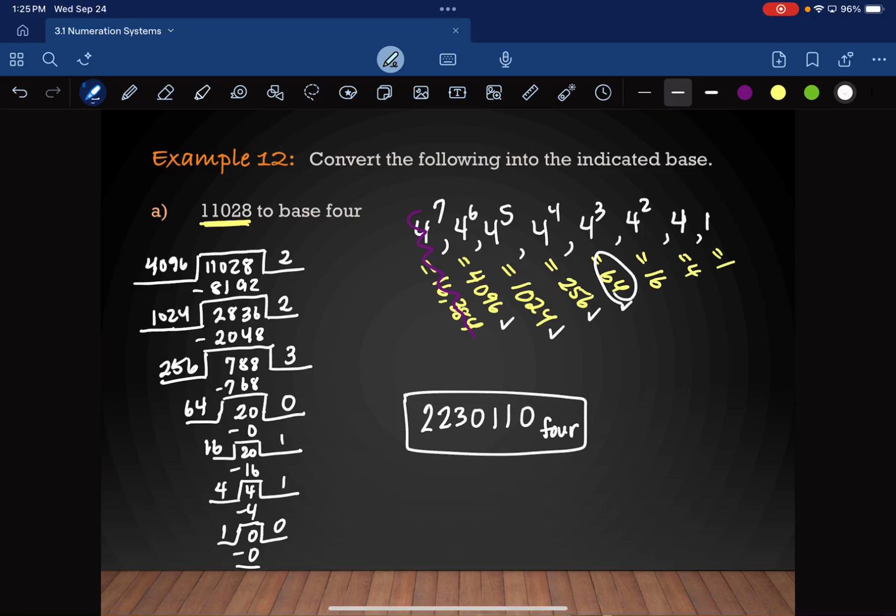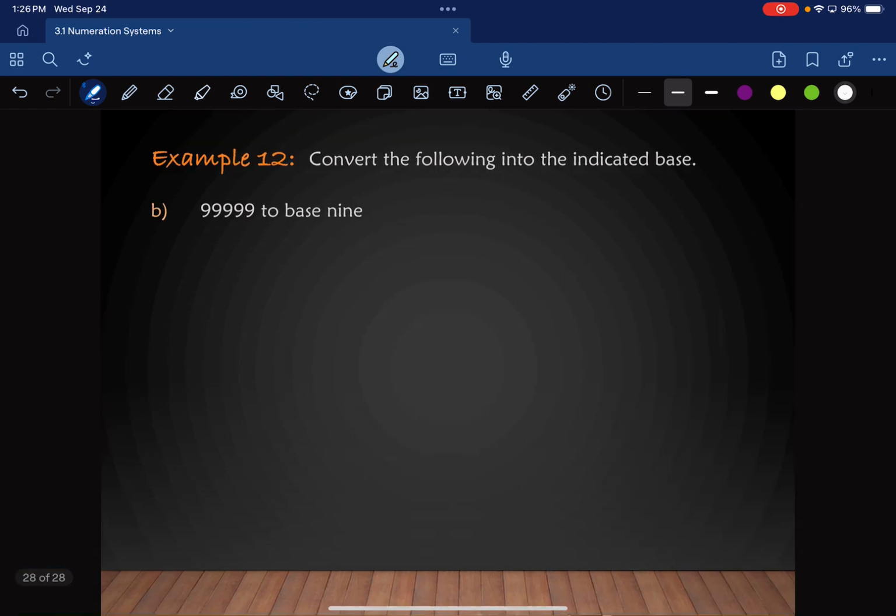Okay? Also notice something else that's going to happen, and I'll show it to you again in the next example. This original number we had in base 10 had 5 digits. 11028, right? There's 5 digits, correct? The answer in base 4 has more than 5 digits. Smaller base, more digits. That's going to happen as well. Smaller base, more digits. Okay, let's try one more. This one's 99,999, and we're turning it into base 9 where there are no 9s, right?